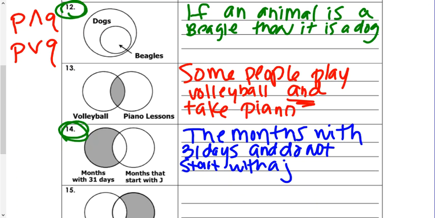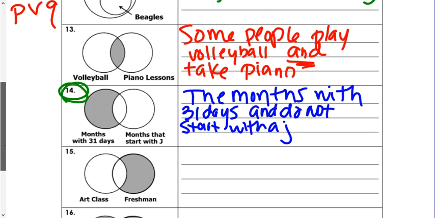So the answer to number 12 should be if an animal is a beagle, then it is a dog, because beagle is more specific than dog. Number 14, the months with 31 days and do not start with a J. That is what's highlighted. That's what we're describing. Go ahead, pause the video again.